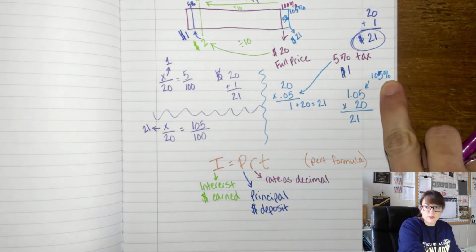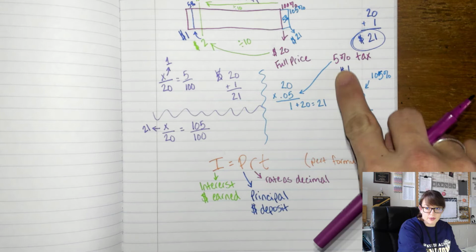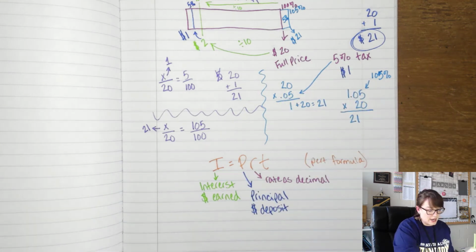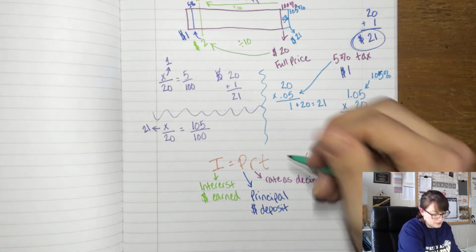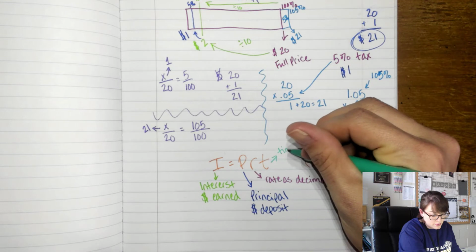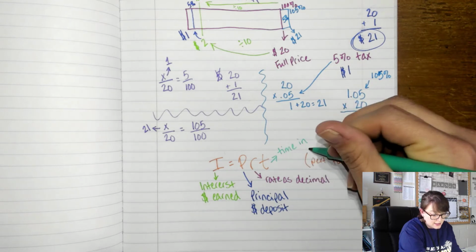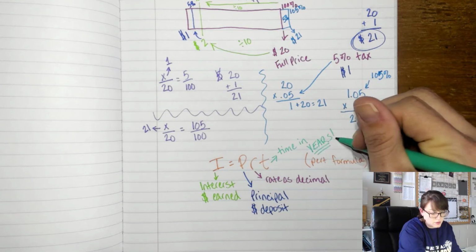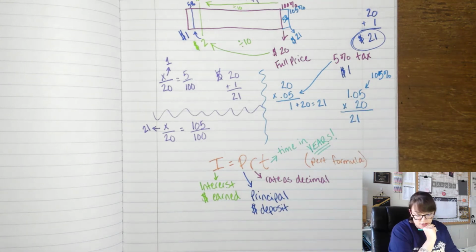So like how we changed percents to decimals here, percent to decimal, this is your rate as a decimal. And then T is time. This is important. It's time in years.